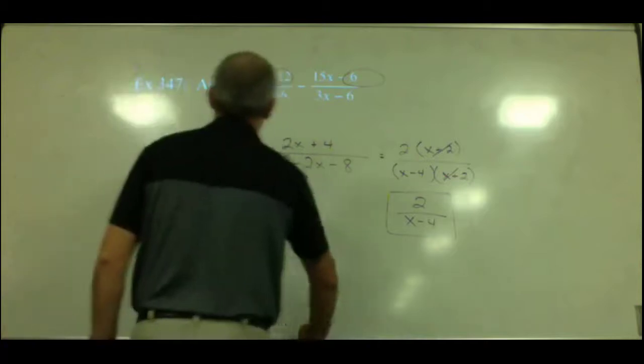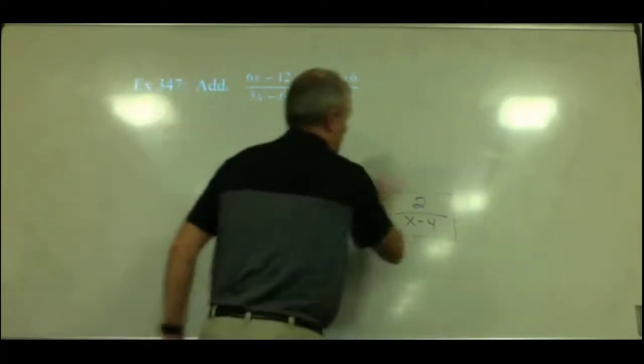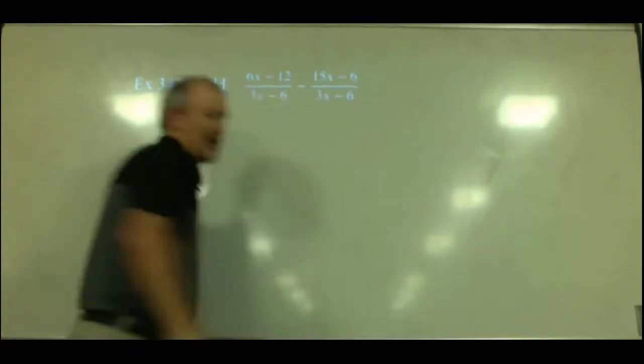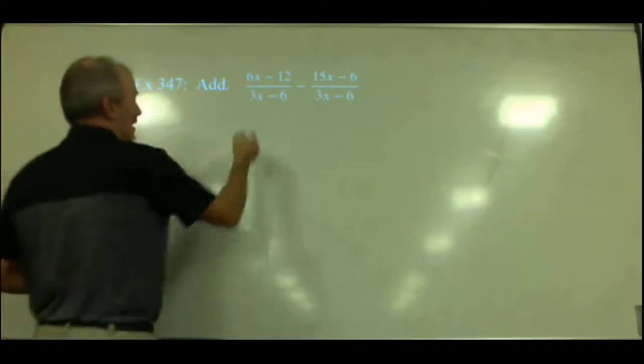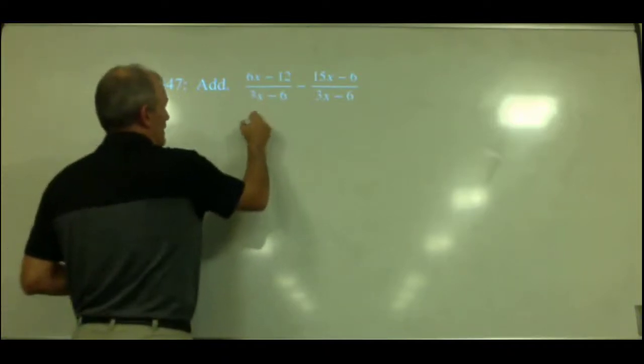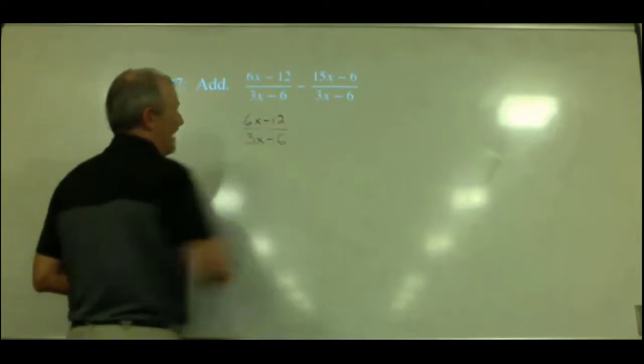All right, so subtraction. When we subtract, remember how with division we multiplied by the reciprocal? When we subtract, we want to add the opposite. So let me show you how we add the opposite. Again, we don't touch the first thing. 6x minus 12 over 3x minus 6 stays exactly as it is.